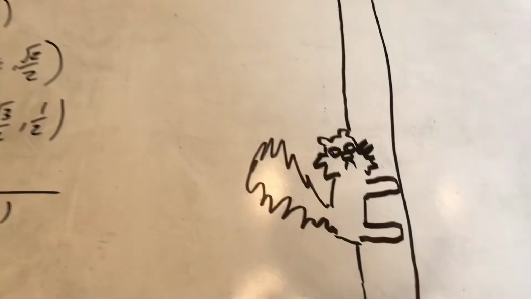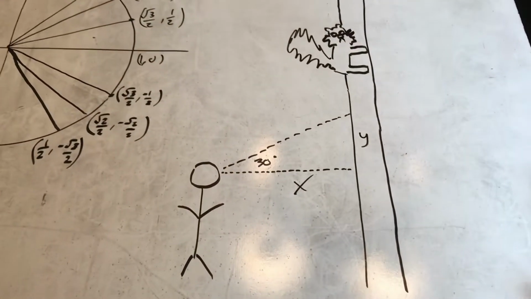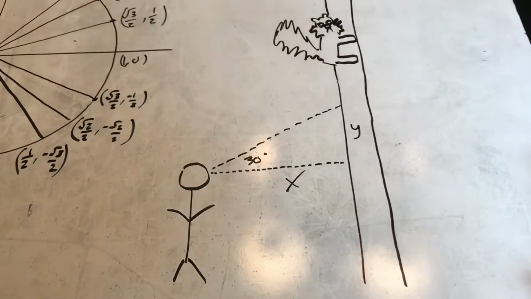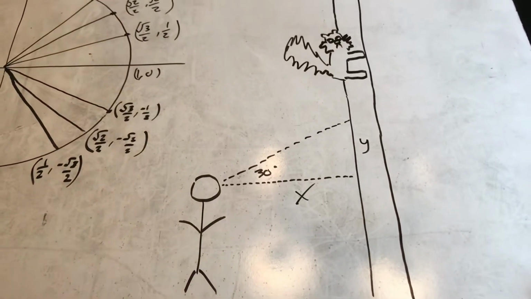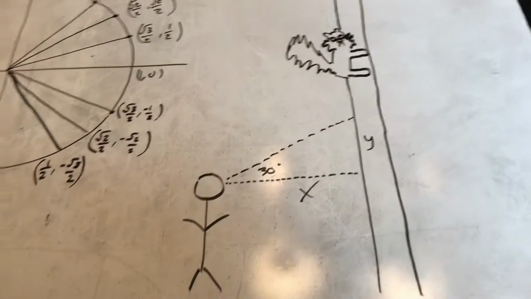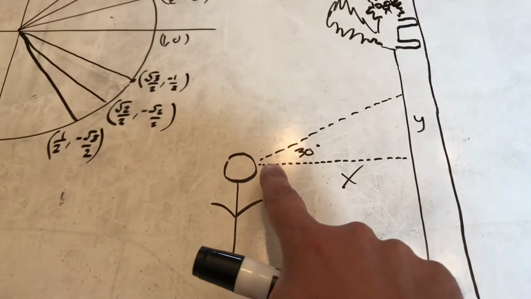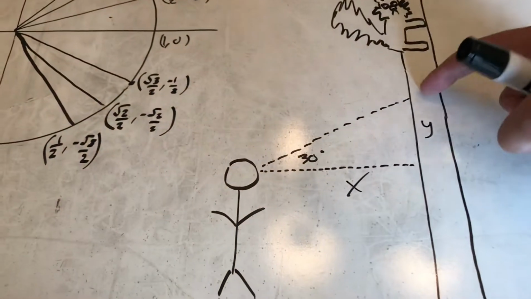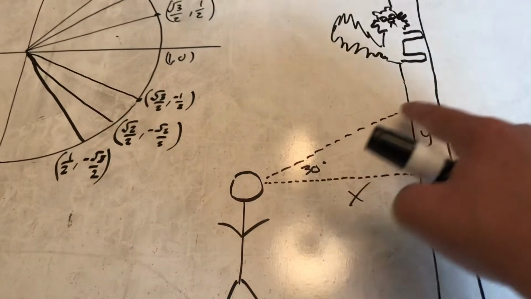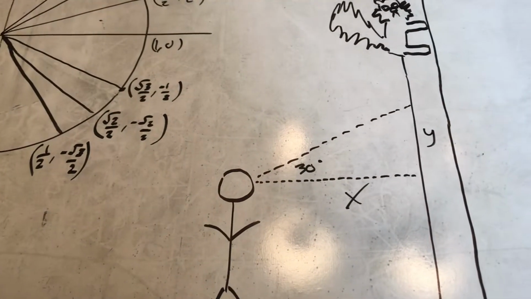Okay, so here's the deal. We have our demonic-looking squirrel here climbing up a pole, and we've got a person standing here. Specifically, we're going to be looking at the angle that the person is tilting his or her head up at the squirrel. So you can see your sight line basically looks like this. Let's say the squirrel is right here on the pole. You're looking at an angle of elevation of 30 degrees up at the location of the squirrel.